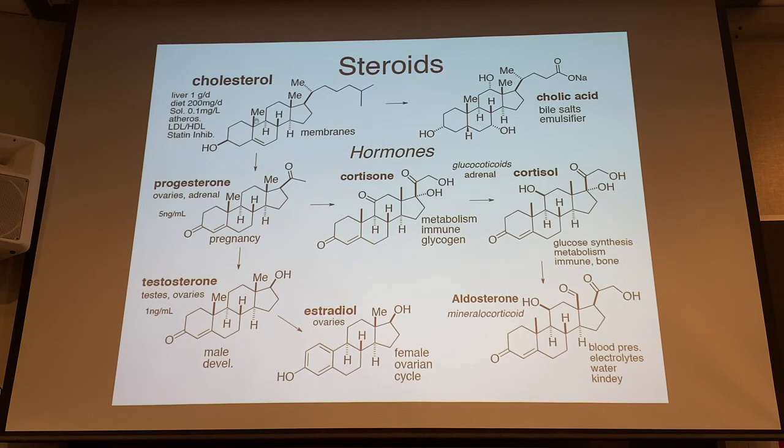Now, from cholesterol, the ovaries and the adrenal glands make progesterone. Progesterone in females helps control the pregnancy process. But look, it's just a tiny amount, 5 nanograms per milliliter. And yes, guys, males do produce some progesterone in the adrenal glands. It's a precursor to all the other hormones. Progesterone's kind of a key one.